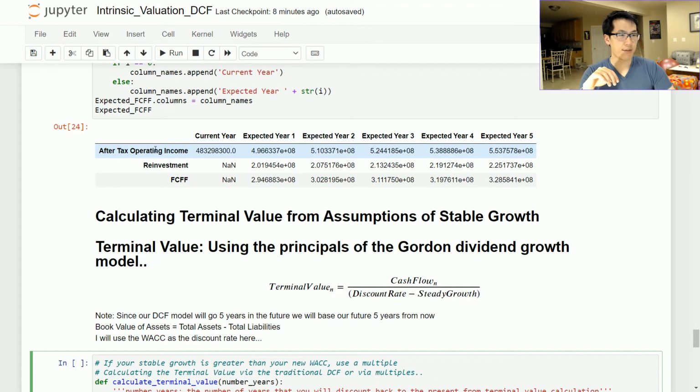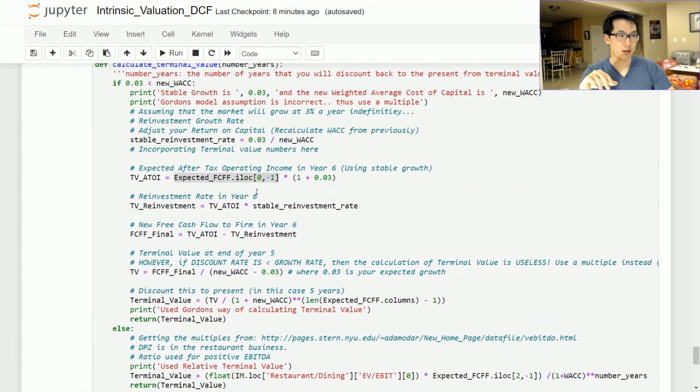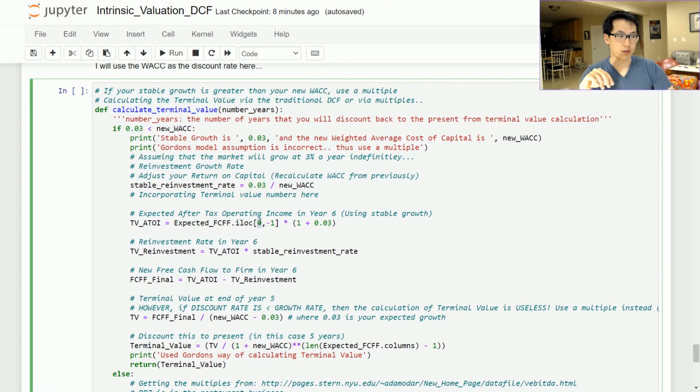But the terminal value of your after-tax operating income is essentially your most recent value, right here. I just did some indexing over here. So your very first value and your latest column, you multiply this by your stable growth rate, because it'll just be growing once using the stable growth. The reason why I multiply this by just one growth is that it's just going into year 6, and then we'll be bringing that back.